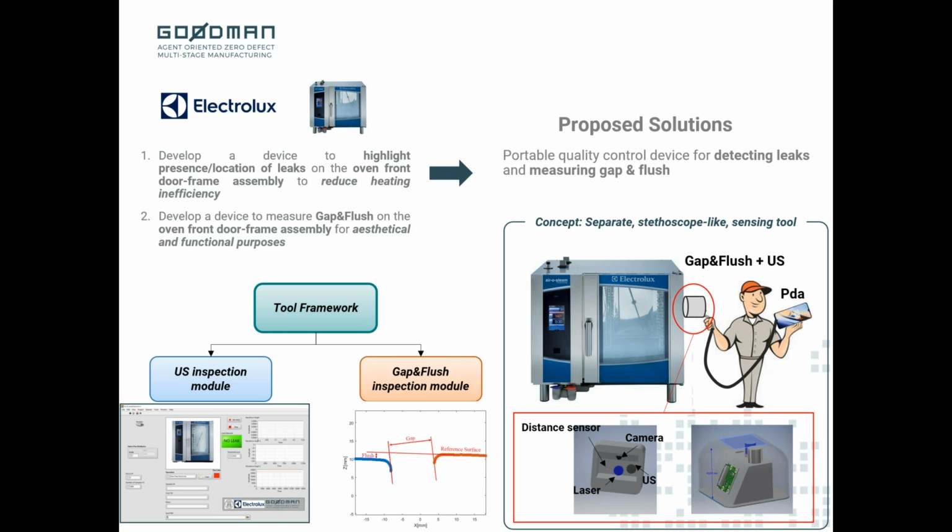At the same time, the gap and flash inspection module really resembles what we developed for the Volkswagen use case. So everything is embedded in a single sensor, and the operator feedback takes place on a PDA or on a cell phone. Again, information is provided to the resource agent using OPC UA communication protocol and using Wi-Fi connection.